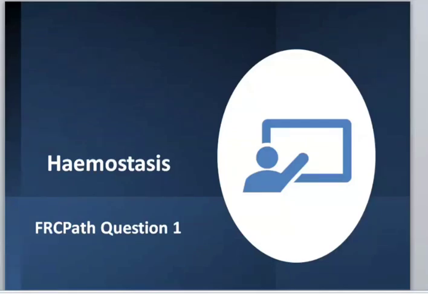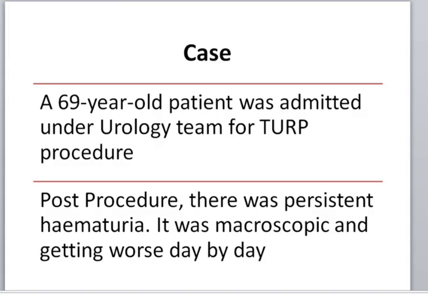Hello everyone. Our today's question is related to hemostasis. This case is an acquired von Willebrand case, which can be a case of FRCPath hematology part 1, or it can come in FRCPath part 2, both paper and viva.